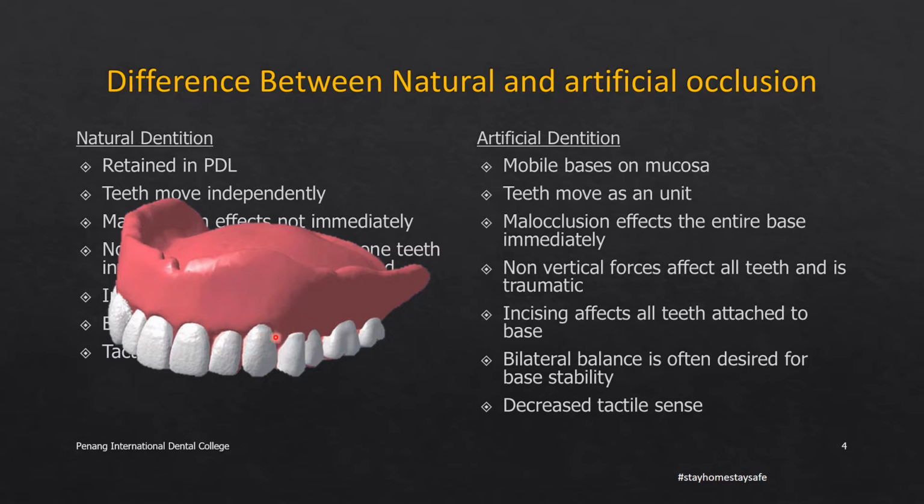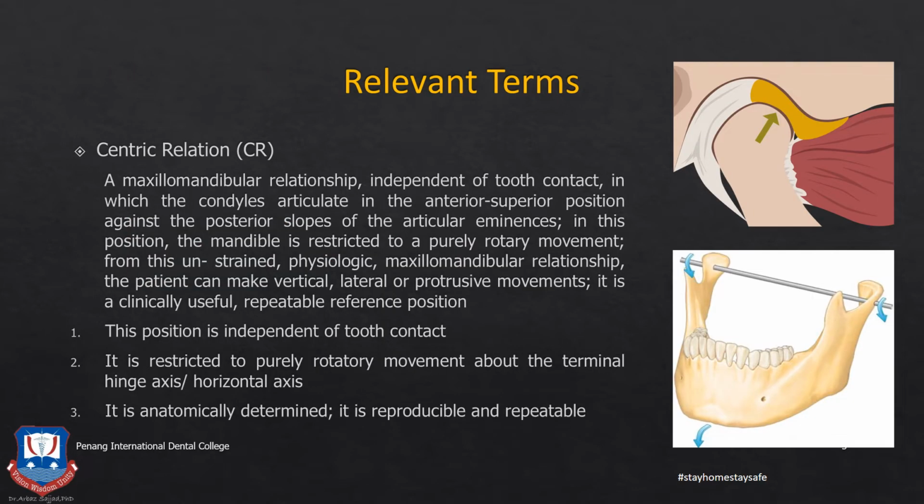Non-vertical forces will affect all the teeth and may result in trauma to the underlying soft tissue. Incising affects all the teeth that are attached to the base. Bilateral balanced occlusion is often hence required for the stability of complete dentures. There is no or decreased tactile sensibility, as tactile sensitivity is only confined to the sensory feedback from the mucosa. Now, looking at some relevant terms.